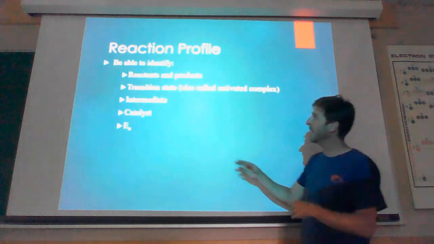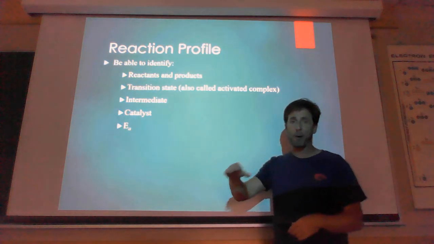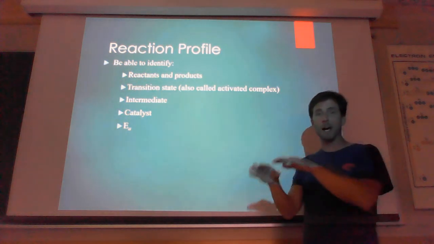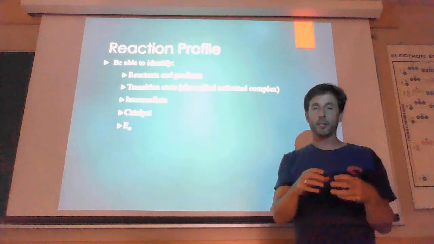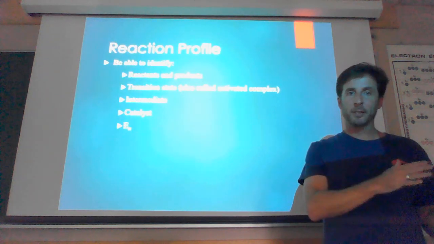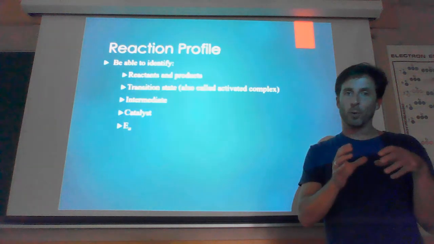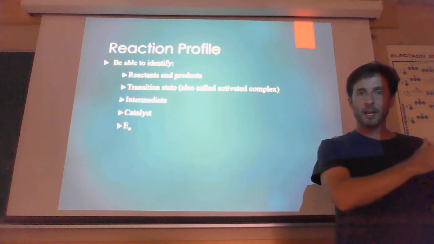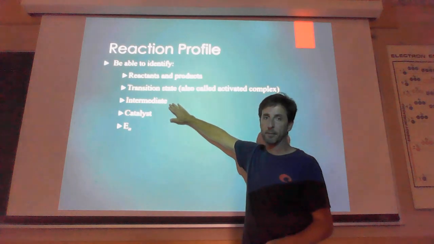All right? And then if we're doing a multi-step process, after each step, sometimes we're going to form a molecule or ion that's a little bit stable, but it's not really one of my final products. I'm going to form it, I'm going to have it for a little while, but then it gets used in a later step. That's going to be called an intermediate.